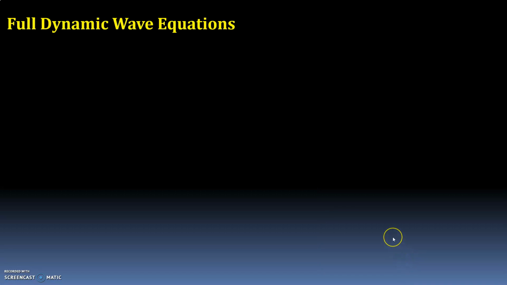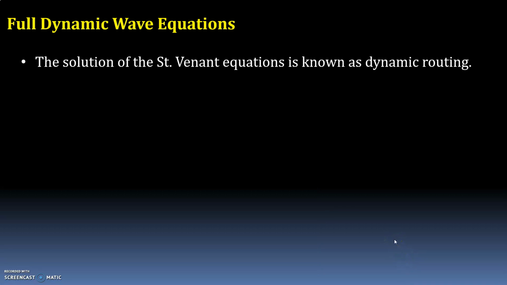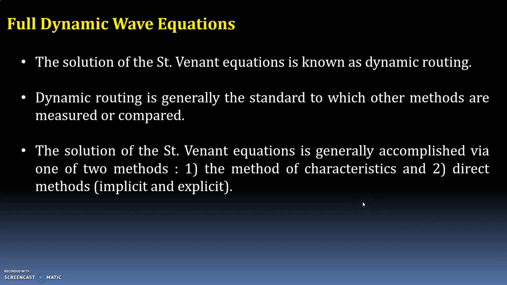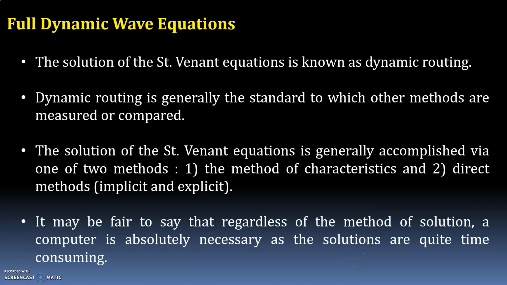The last one is the full dynamic wave equation. The solution of the Saint-Venant equation is known as dynamic routing. Dynamic routing is generally the standard to which other methods are measured or compared. The solution of the Saint-Venant equation is generally accomplished via one of two methods. The first one is the method of characteristics, and the second one is the direct method, implicit and explicit. It may be fair to say that regardless of the method of solution, a computer is absolutely necessary as the solutions are quite time consuming.